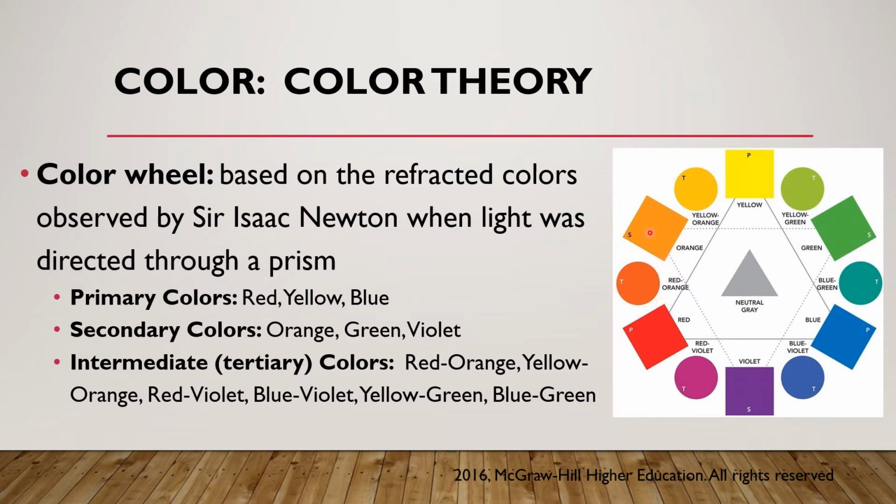Then you have tertiary, intermediate colors, third stage colors that are made by mixing a secondary with a primary. So we have yellow and orange is yellow orange, orange and red is red orange. We always use the primary name first because there's more of that in there; there's more red in red orange than there is orange. Red and violet is red violet, violet and blue is blue violet, blue and green is blue green, green and yellow is yellow green.